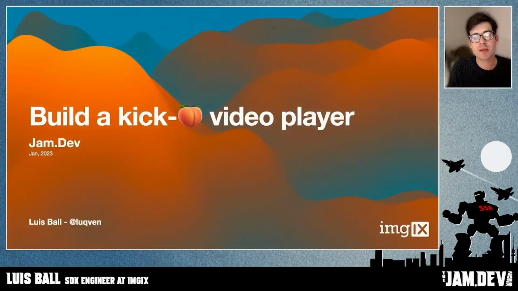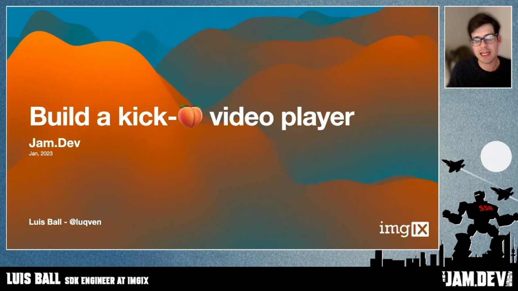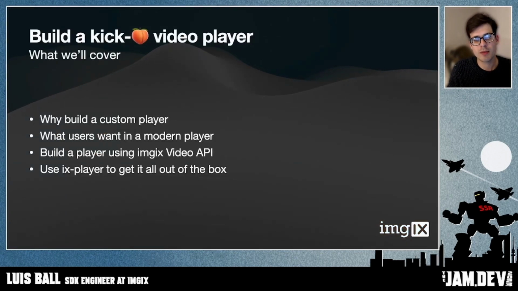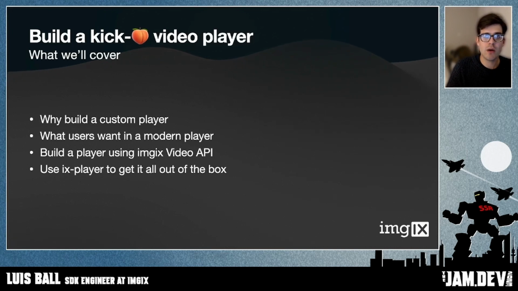Today we're going to talk about building a kick-ass video player using the Imgix Video API. So what are we going to talk about? We're going to talk about why we want to build a custom player using the Imgix Video API. What do users expect out of a modern player? And then we're going to go ahead and build that player together using the Imgix Video API. Finally, we're going to look at IX Player, an Imgix player that lets you get all the features we've built together out of the box.